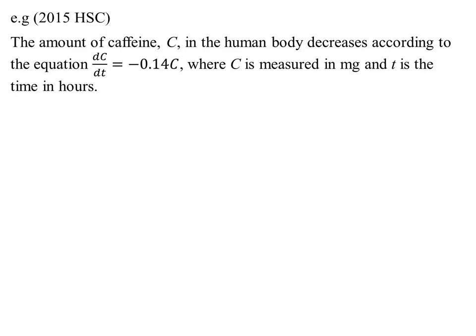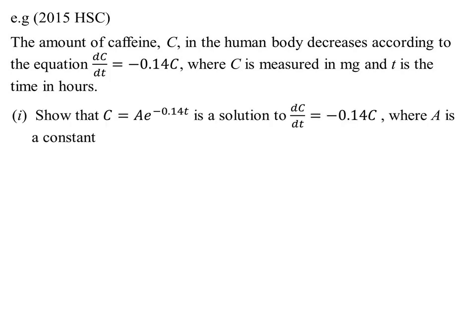Here's a question from the 2015 HSC, which we can do. So we're looking at the amount of caffeine in the body. It decreases according to, and there's the differential equation, dC/dt is negative because it's decreasing, 0.14 times C. C is in milligrams, t is in hours. So rather than asking you to find the solution to this differential equation, they've taken it in reverse and said, well, here is the solution, just show that it works.